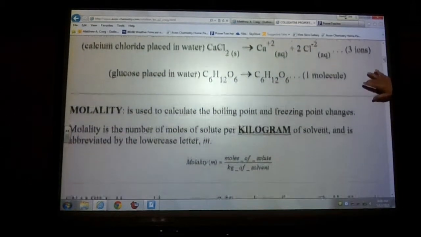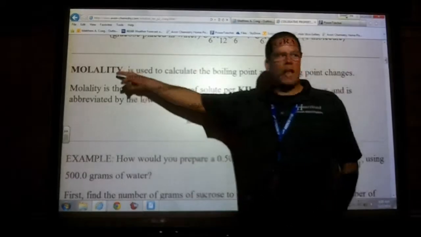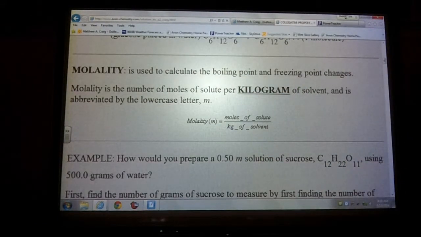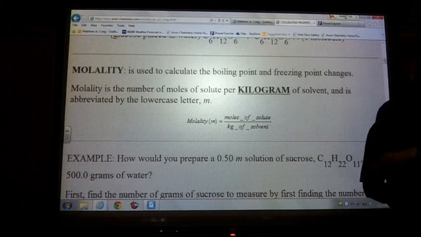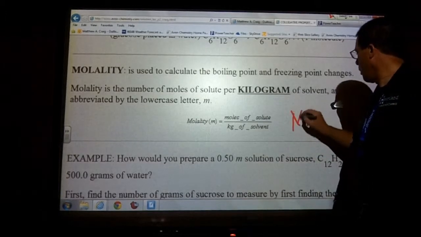All right, we've all talked about molarity, but now we're going to talk about molality. Okay, it's not me mispronouncing it. Molality is similar to molarity in that you have your solute over your solvent. But the big difference here is, what is molarity? Somebody remind me of what molarity is. It's moles per what?